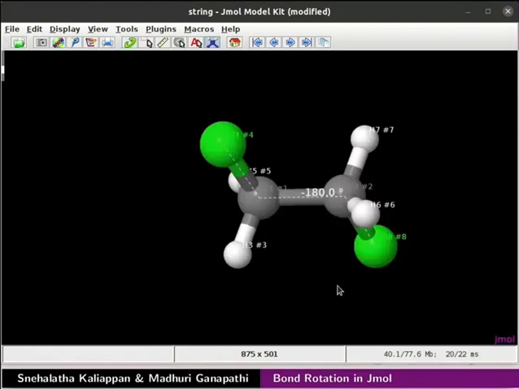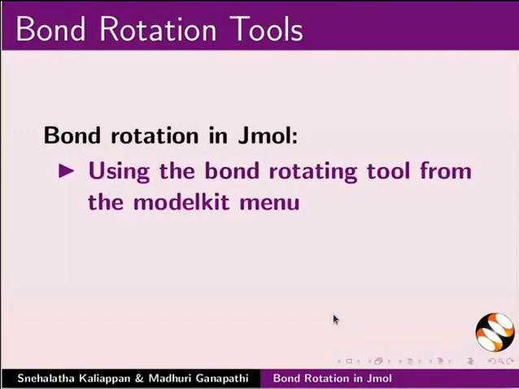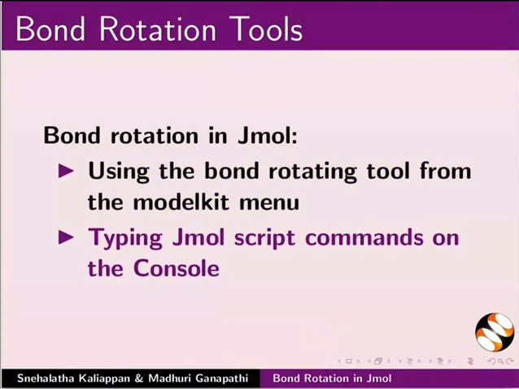We will create models of gauche and eclipsed conformers by rotating the CC bond. To create a gauche conformer, we need to rotate the C1-C2 bond by 120 degrees. There are two ways by which we can achieve this. Using the bond rotating tool from the Model Kit menu, typing Jmol script commands on the console. Let us first use the bond rotating tool.